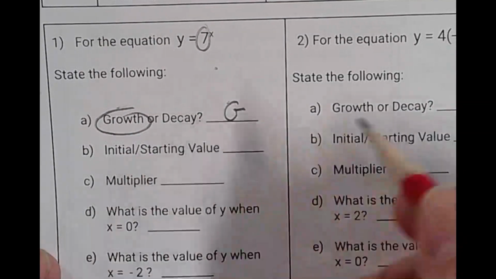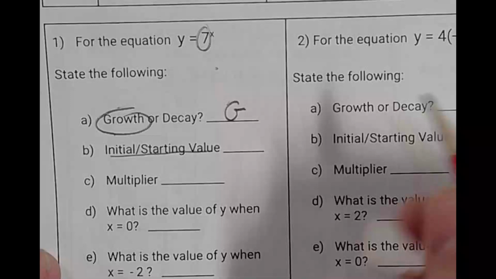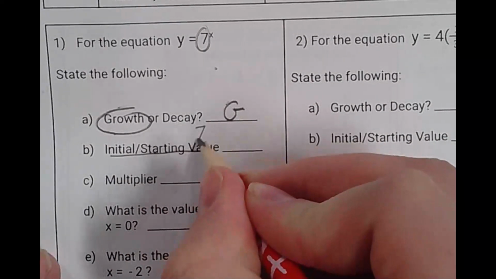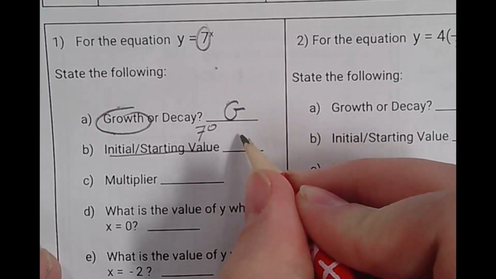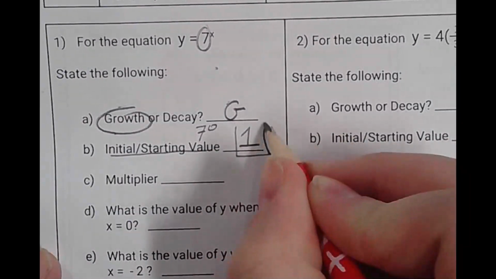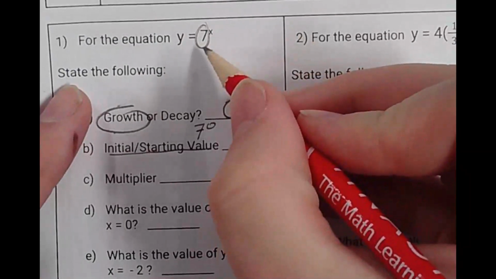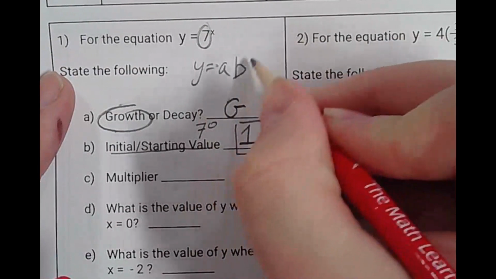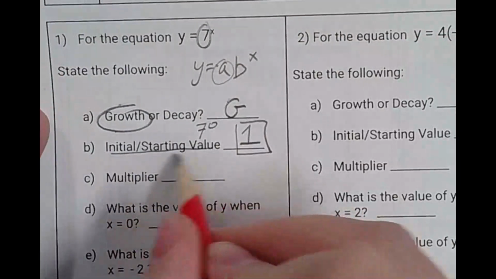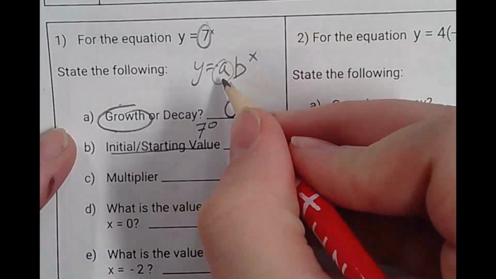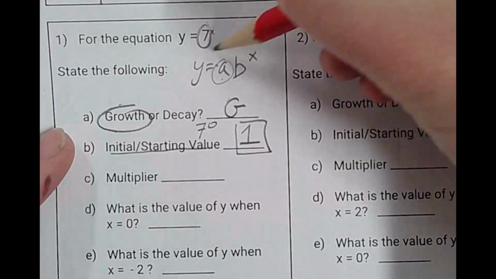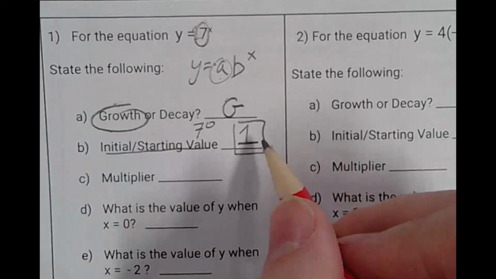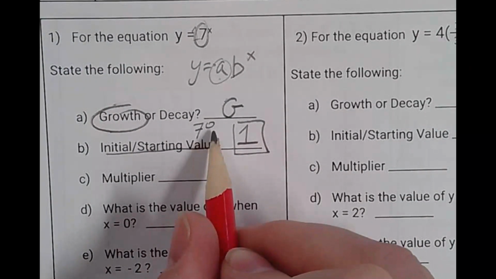Initial or starting value. One way to do this one is to plug in the number 0. If I do 7 to the 0 power, I will get 1. The second way is to see what number is in front of 7. Since it's y equals a times b to the power of x, a is my initial or starting value, and there is no number, so if there was a number, it would be a 1 in front. Easier is to plug in the number 0, the starting value.